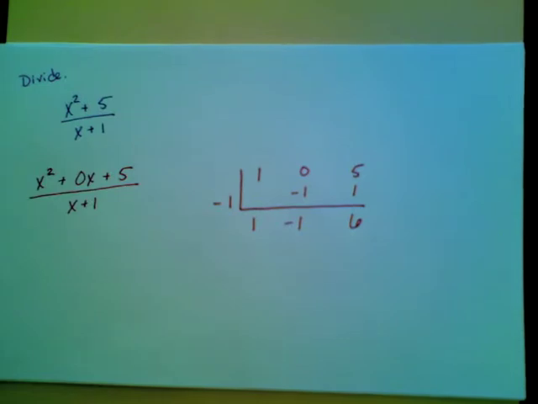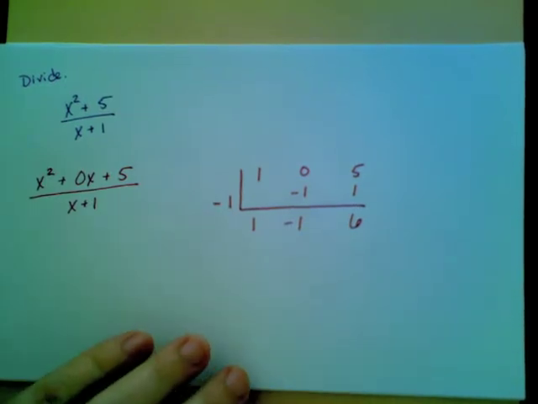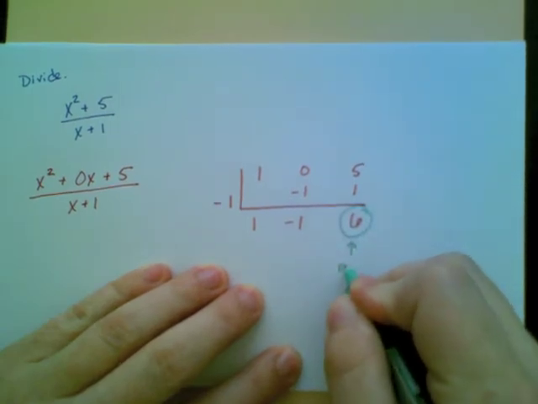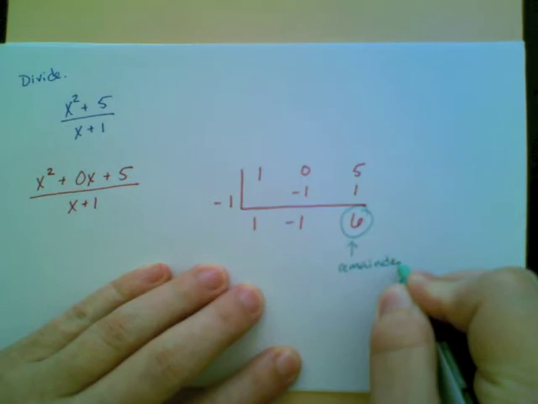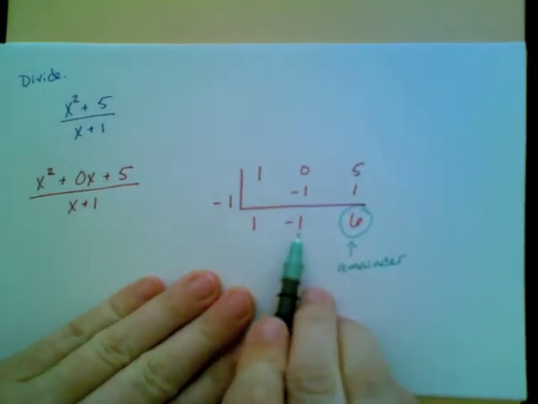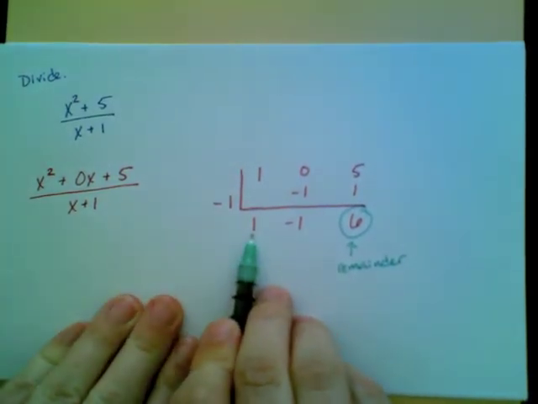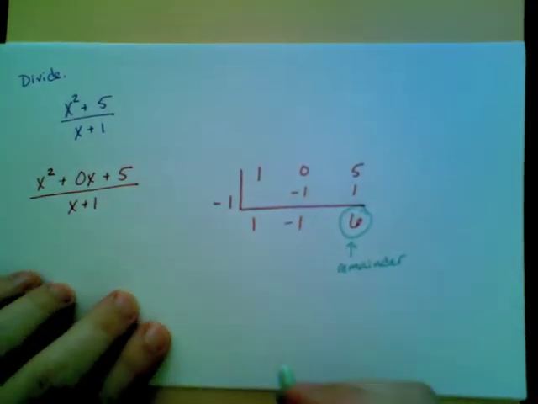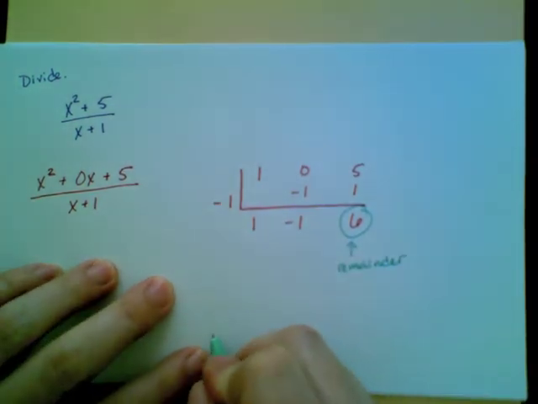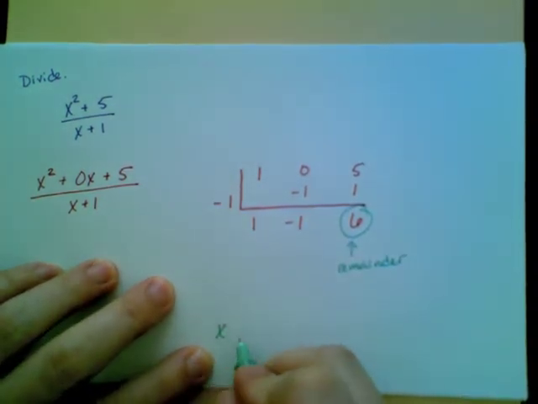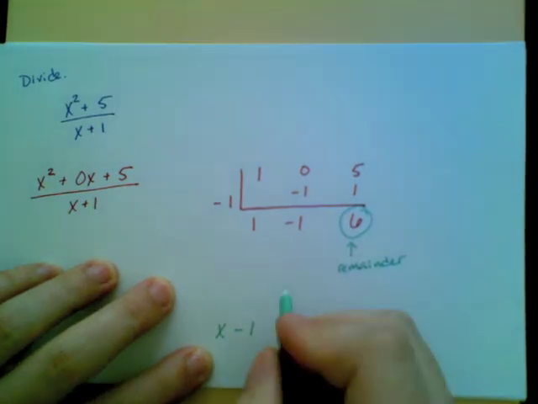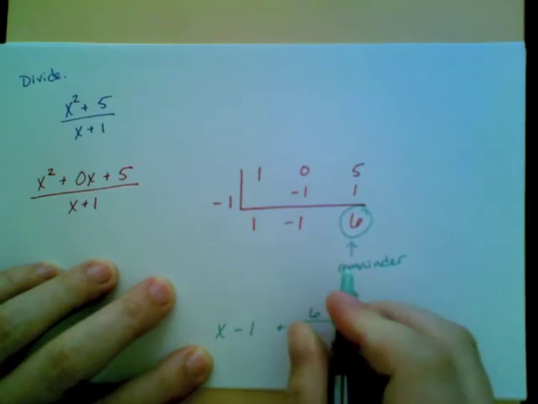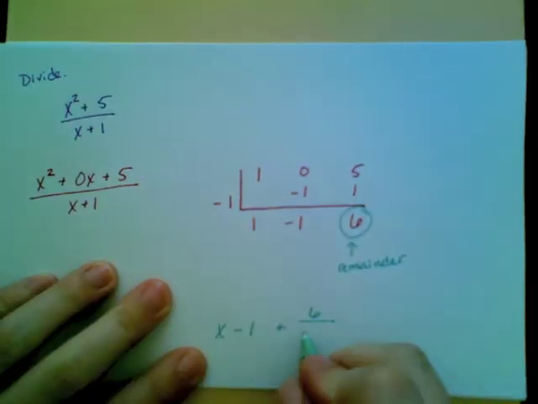So now I need to interpret this answer. Remember, this term is always my remainder. This is my constant term. This is my x term. And that's all I've got from this result. So my result is going to be x minus 1, and I can write that as a 6 over the divisor, and remember the divisor was x plus 1.